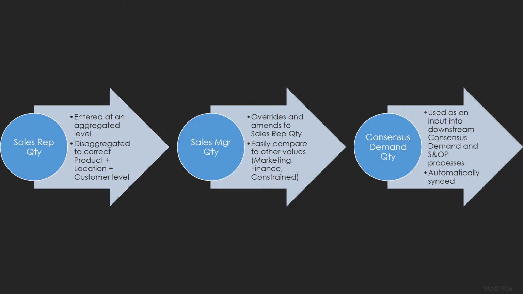Step one is to have the sales rep enter the sales rep quantity. They will enter at an aggregated level and disaggregate to the correct product, location, customer level automatically. Then the sales manager quantity can be updated, which would override the sales rep's quantity, and this could be easily compared to other values, for example, marketing, finance, and constrained.